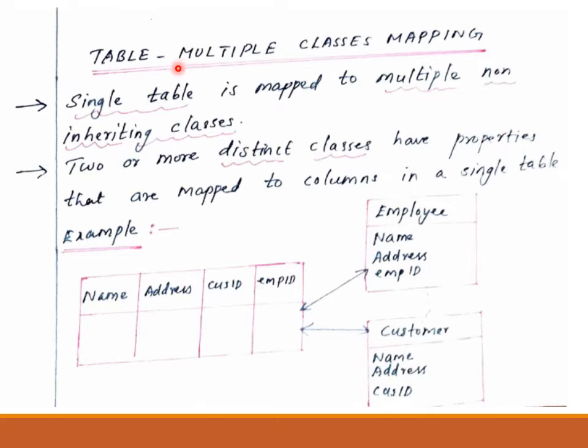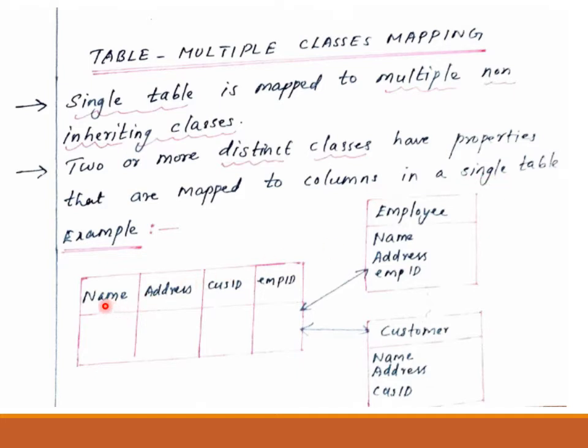Next we can move on to table multiple classes mapping. Here the single table is mapped to multiple non-inheriting classes. Two or more distinct classes have properties that are mapped to the columns in a single table.